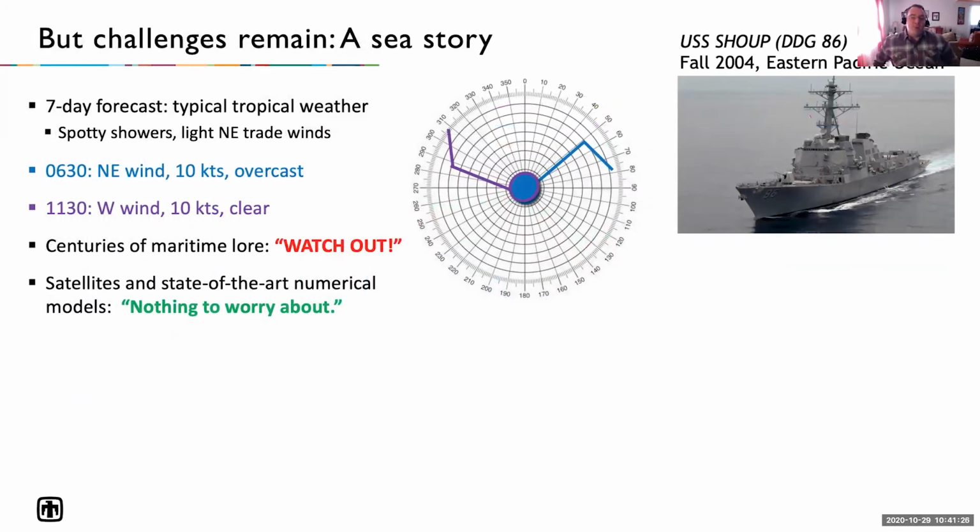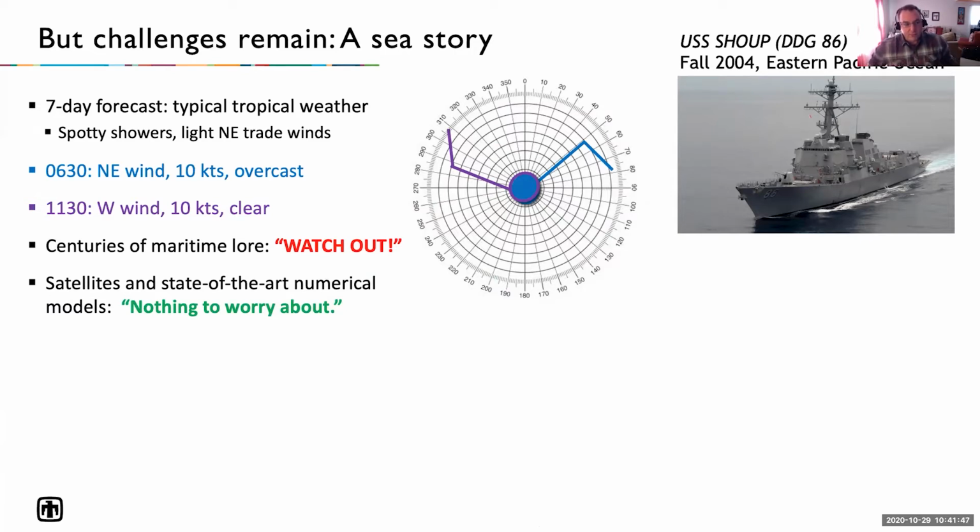So before I was a forecaster, I was actually on board this destroyer, the USS Shoup, and we were in the Eastern Pacific on a deployment in 2004. I'm getting old, but that's not ancient. We had good satellites then. We had good models. The 7-day forecast called for typical tropical weather, spotty showers, trade winds.